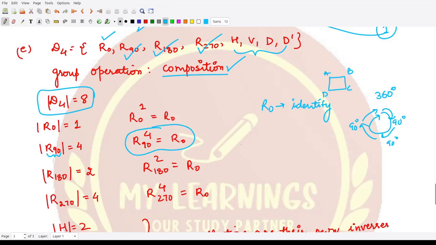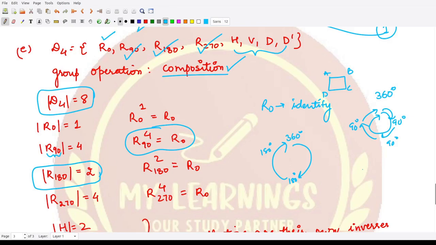What about 180? You are rotating by 180 degrees, and then you are again rotating by 180 degrees, correct, in order to reach 360. So that means you are doing this operation 2 times so that you get back to the same initial position, which is R0, correct? So the order is 2.